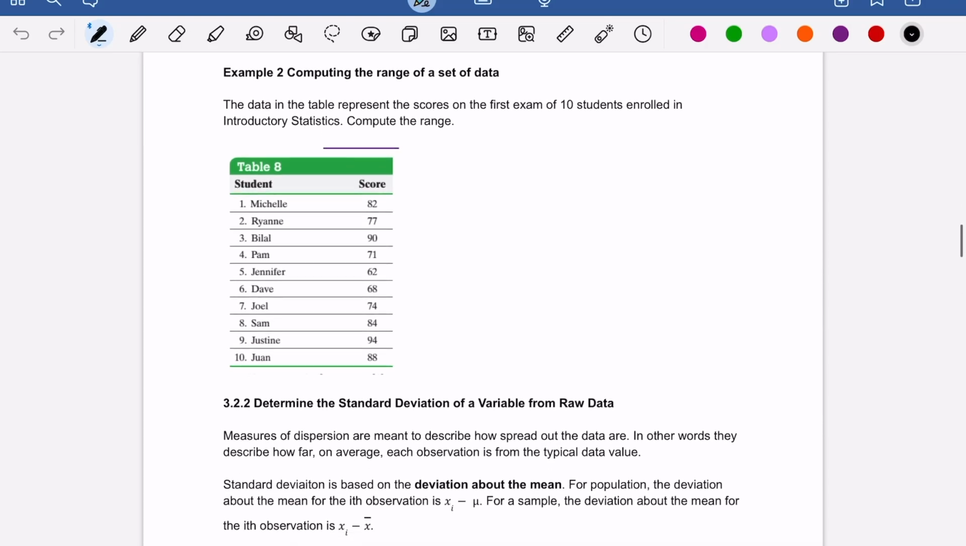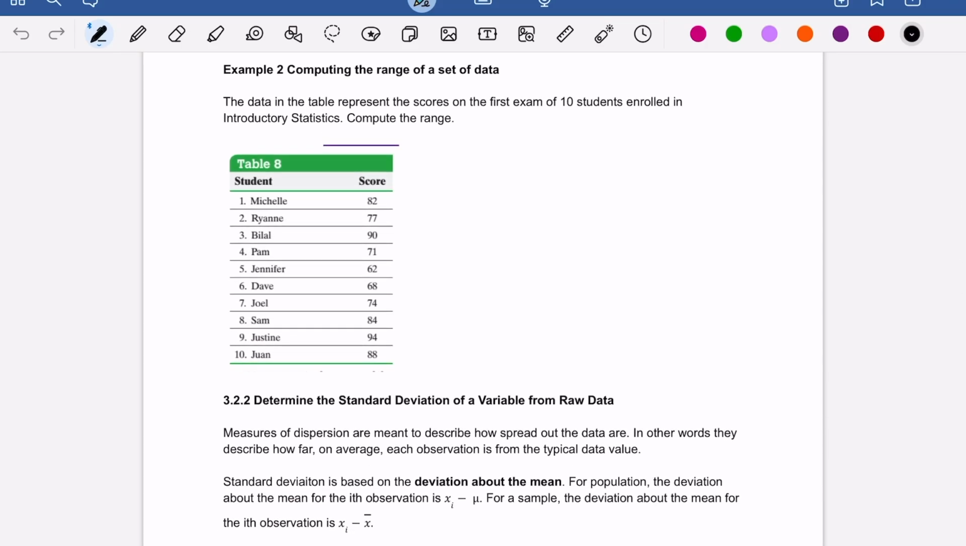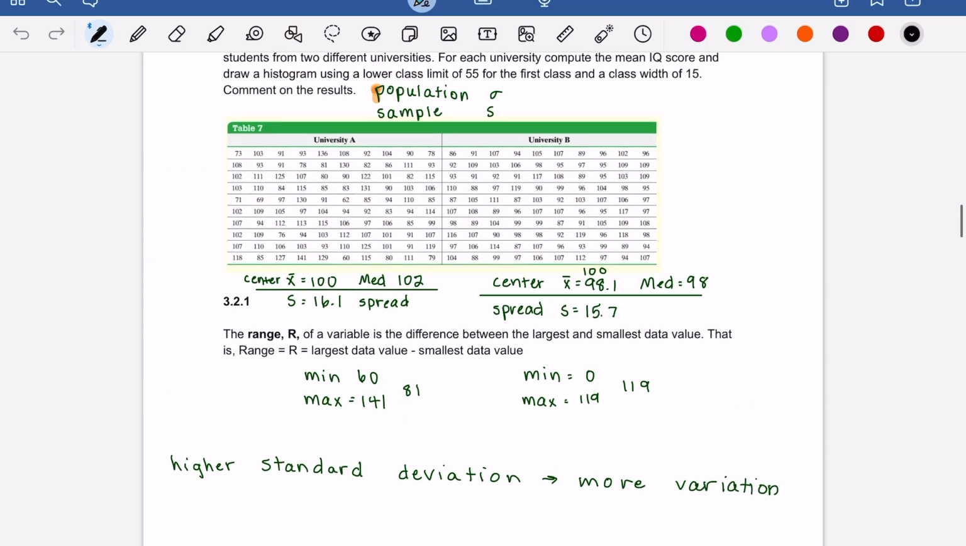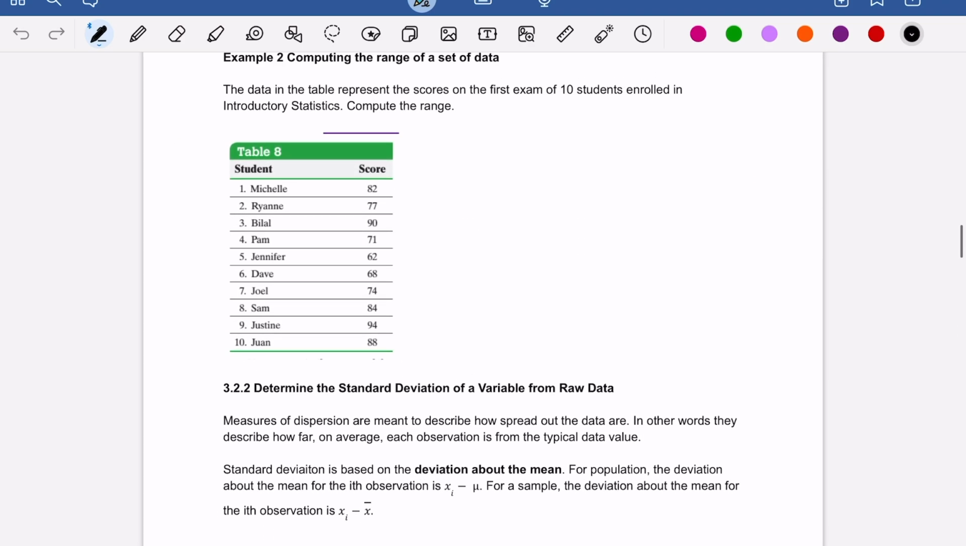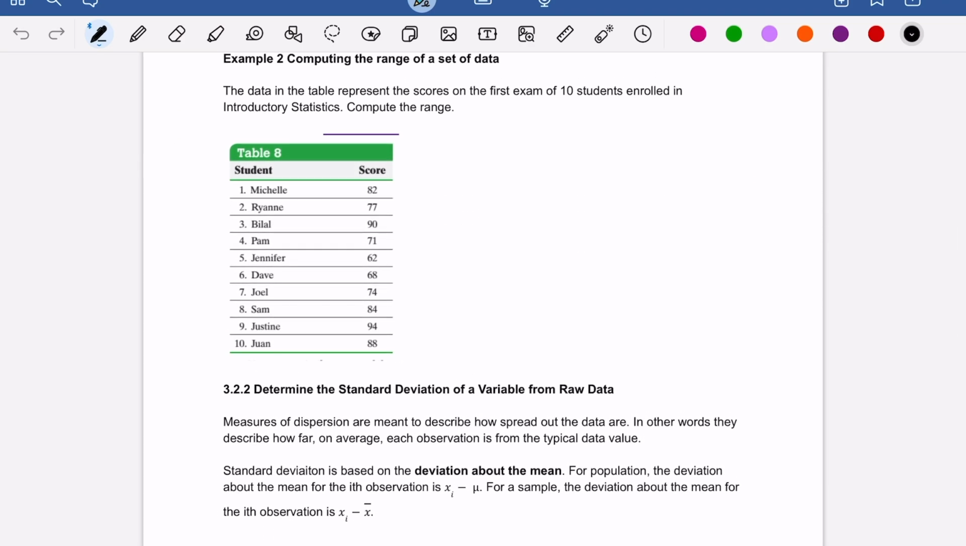Okay, so now we're going to compute the range of a set of data. We stopped off, we were calculating standard deviation. I'll give you a couple of other examples with that, and we'll actually look at that here in just a little bit when we talk about the empirical rule. But range is very easy to find. I am going to show you how to do that on the calculator.